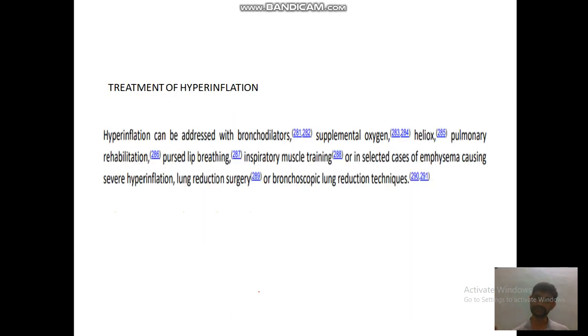He says treatment is, as you all know, bronchodilators and chest physiotherapy. Chest physiotherapy is your pursed lip breathing, where the person during expiration makes the lips pursed, so that we can create an auto PEEP. It will prevent the collapsibility of the airway because of the lack of elastic recoil.